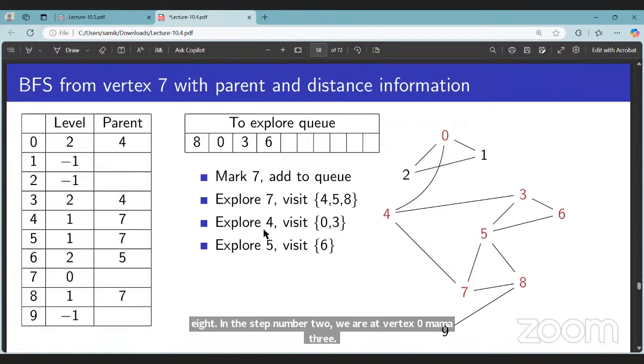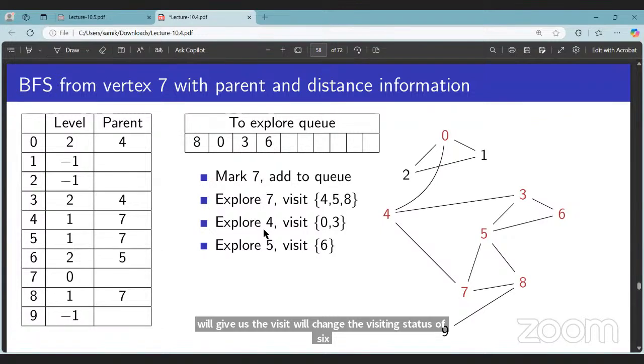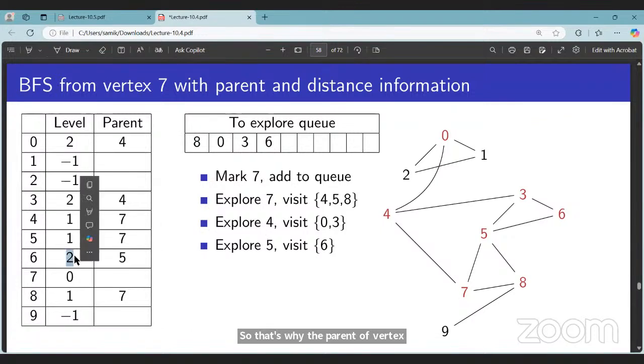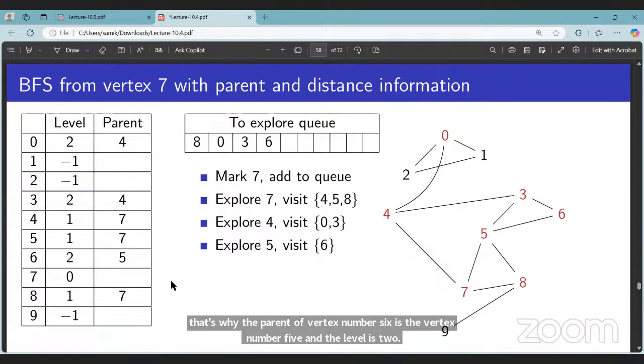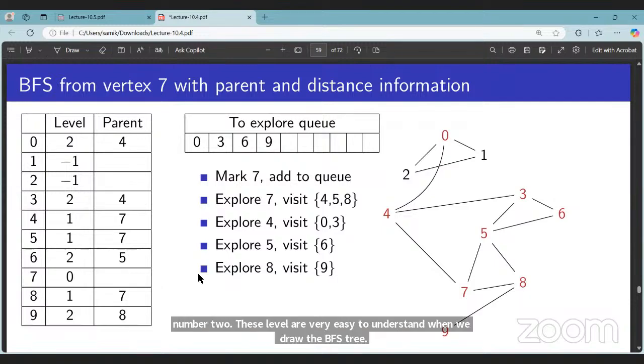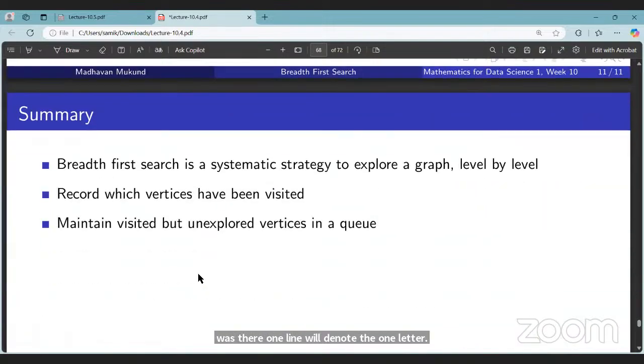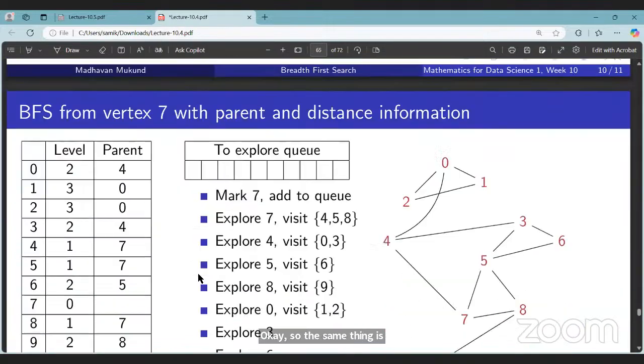Again, the exploration of 5 will change the visiting status of 6. So the parent of vertex number 6 is vertex number 5, and the level is 2, because we are visiting it at the second step. Similar with 8 also: the parent of 9 will become 8, and it will be of level number 2. These levels are very easy to understand when we draw the BFS tree, because there one line denotes one level. So that's all of this BFS.